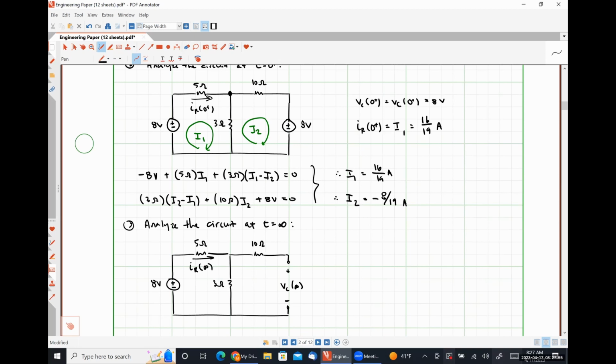I disagree. Not 0. We are analyzing the circuit right now at the specific instant in time, t equals infinity.